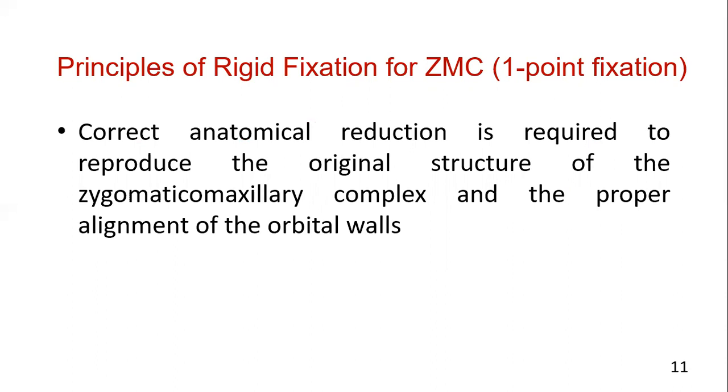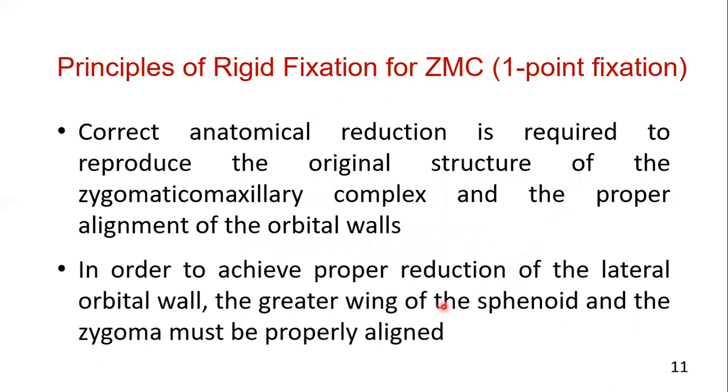So this is the key, this is the basis of all fractures. Correct anatomical reduction to a pre-morbid condition is important. And second thing is the proper alignment of the orbital wall, because this will give you a guideline for the reduction of the ZMC fracture. When the orbital walls are properly reduced, then it means that you can achieve a proper reduction of the ZMC.